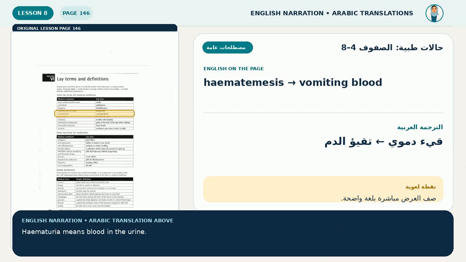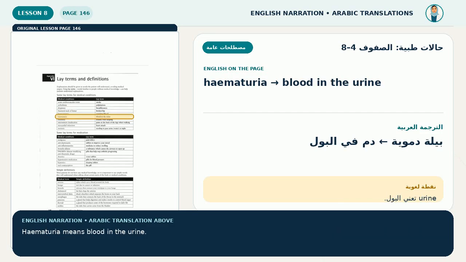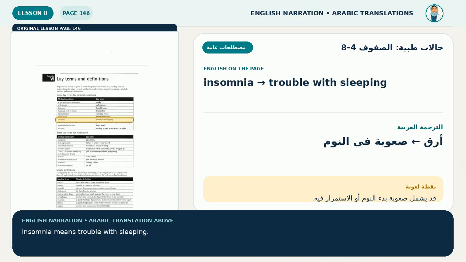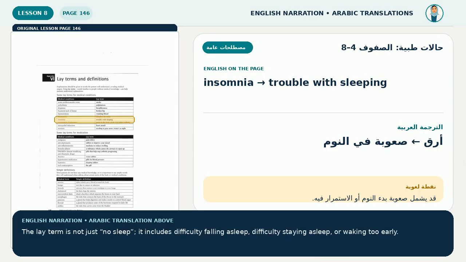The next row is hematuria. Hematuria means blood in the urine. Urine is the liquid waste that leaves the body when a person passes water. The patient may say, "There is blood in my urine." The next condition is insomnia. Insomnia means trouble with sleeping. The lay term is not just no sleep, it includes difficulty falling asleep, difficulty staying asleep, or waking too early.